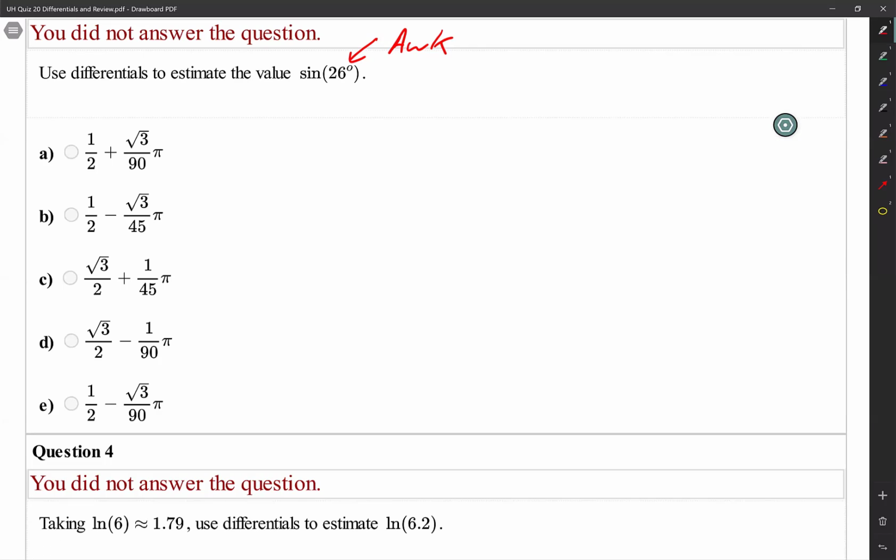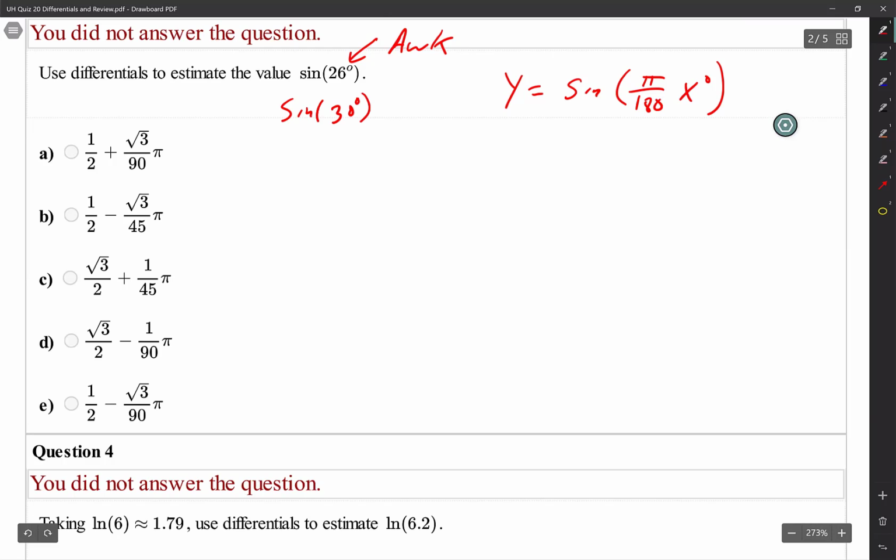All right, 26 degrees. So my equation has to be sine, and we rarely ever use degrees, so let's convert it to radians. Pi over 180 times x degrees. And what are we going to use? Well, we're going to use the one that's closest to 26 degrees, which is sine 30 degrees. So my coordinate is going to be 30, comma, well, the x, because the x is in degrees, comma, let's see, 30 over 180, 3 over 18, that's pi over 6. Sine of pi over 6 is a half. Does everyone understand how I got my coordinate? Yes. Okay. Does everyone understand why I put pi over 180?